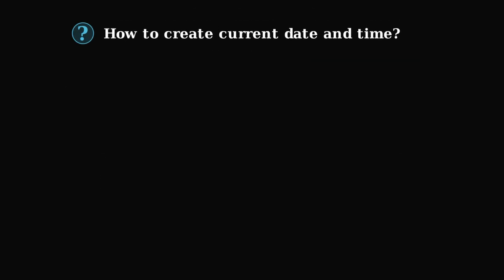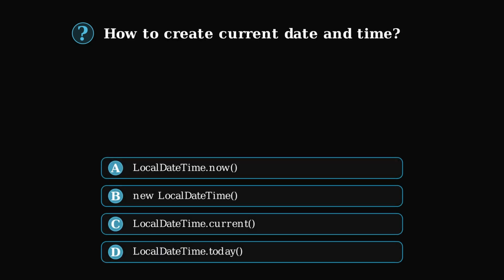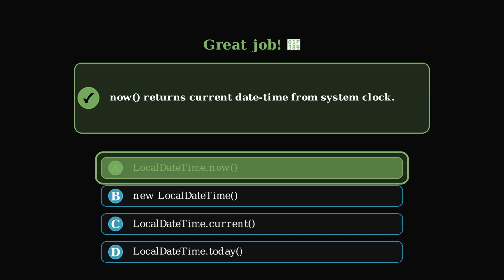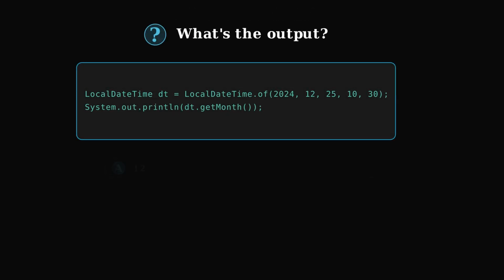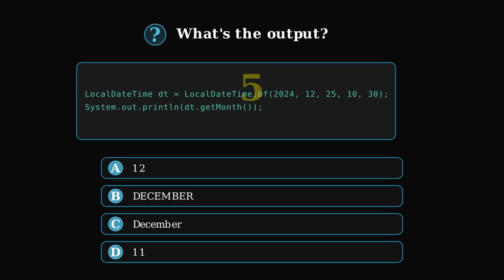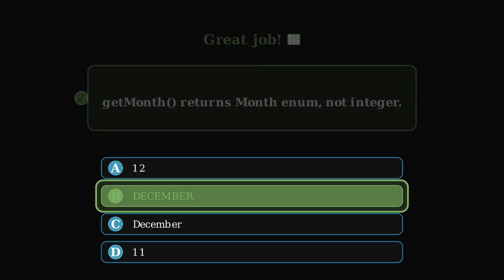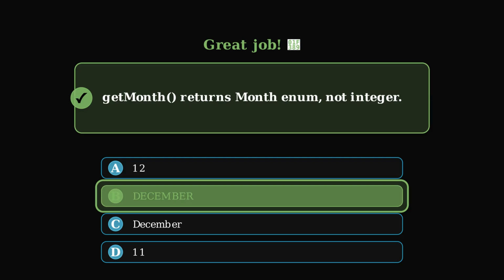How to create current date and time. Which one is correct? The correct answer is now returns current date time from system clock. What's the output? Which one is correct? The correct answer is get month returns month enum, not integer.